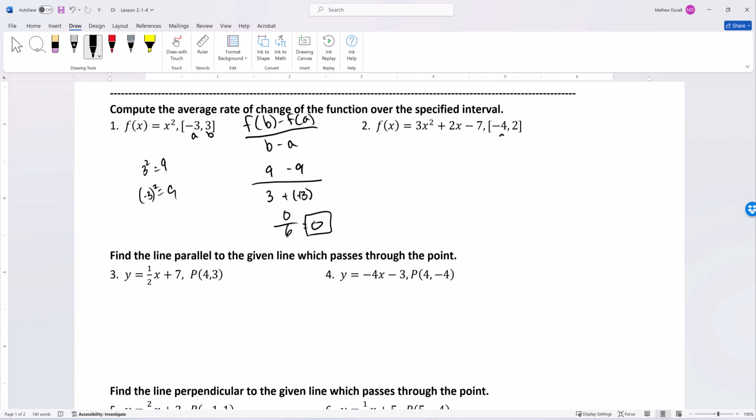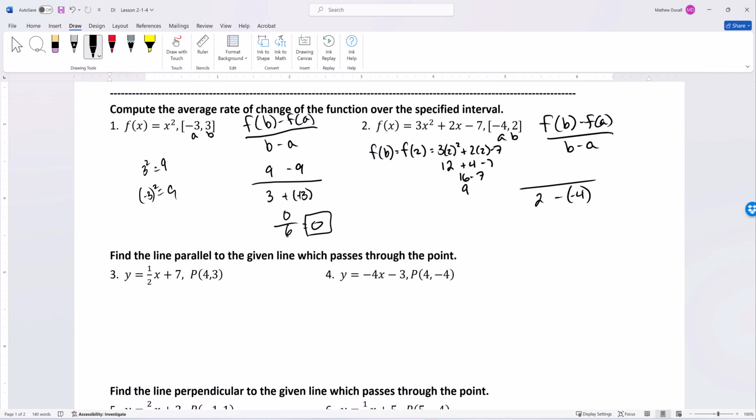On this next one here, remember this is your a and b. So your formula is f of b minus f of a all over b minus a. So your b is 2, your a is negative 4. So now I need to find what f of b is. So that's going to be f of 2. So that's 3 times 2 squared plus 2 times 2 minus 7. 2 squared is 4. 4 times 3 is 12. 12 plus 4 is 16. 16 minus 7, that's going to be 9.